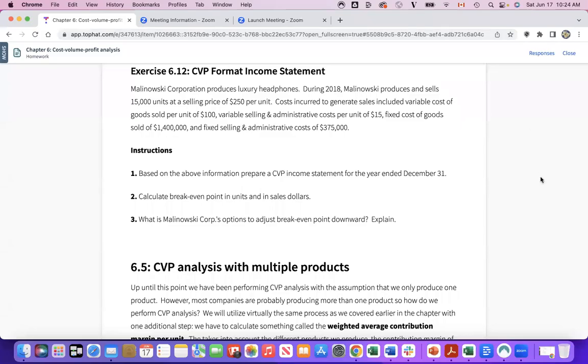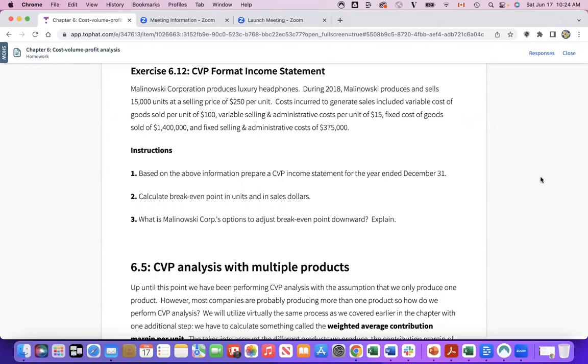All right, let's look at exercise 612 here, dealing with the CVP format for the income statement. So this is a little bit different than your gross profit income statement that you would see traditionally for external filing purposes. So Malinowski Corp produces luxury headphones. During 2018, Malinowski produces and sells 15,000 units at a selling price of $250 per unit.